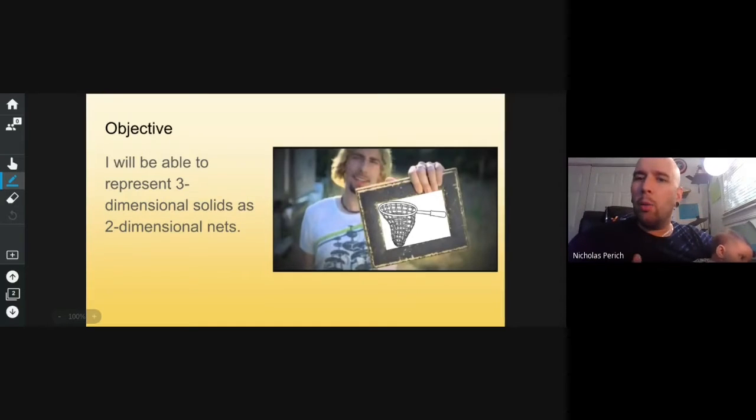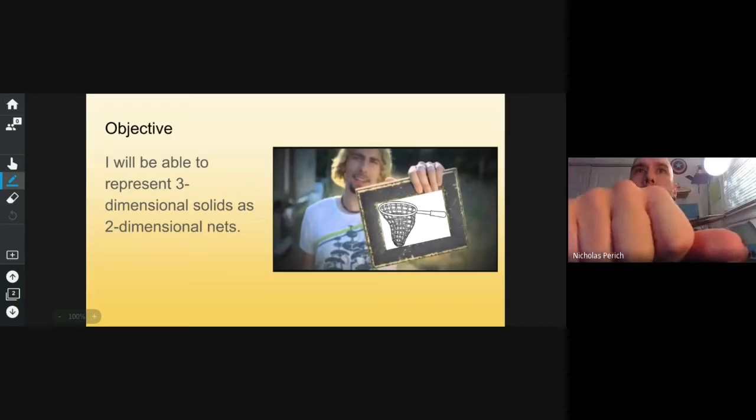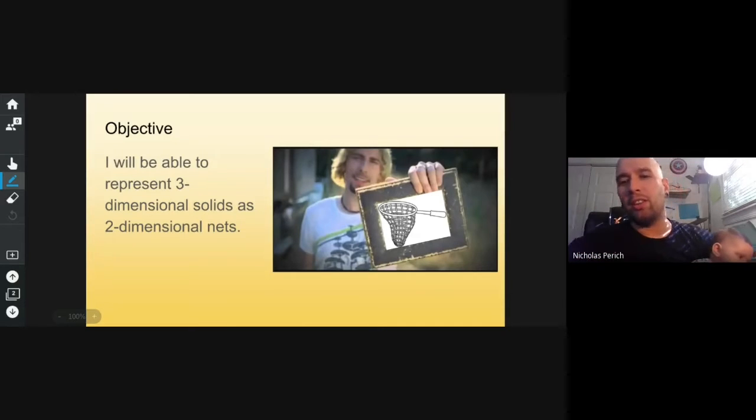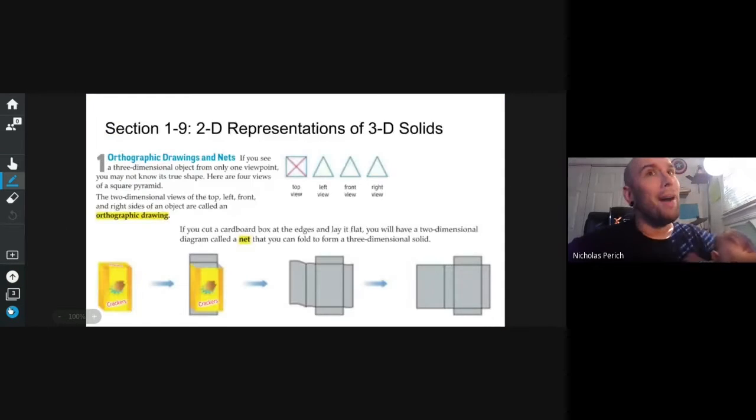Well, what we're going to talk about today are nets. Easily one of my favorite vines. When the guy holds up the thing and he says, "Look at this graph," but instead it's a net. I find that humorous. We're going to talk about two different types of nets today. And we're not talking about basketball, right, honey?